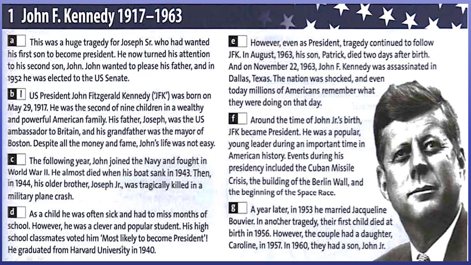His presidency included the Cuban Missile Crisis, the building of the Berlin Wall, and the beginning of the space race. A year later, in 1953, he married Jacqueline Bouvier. In another tragedy, their first child died at birth in 1956. However, the couple had a daughter, Caroline, in 1957. In 1960, they had a son, John Jr.